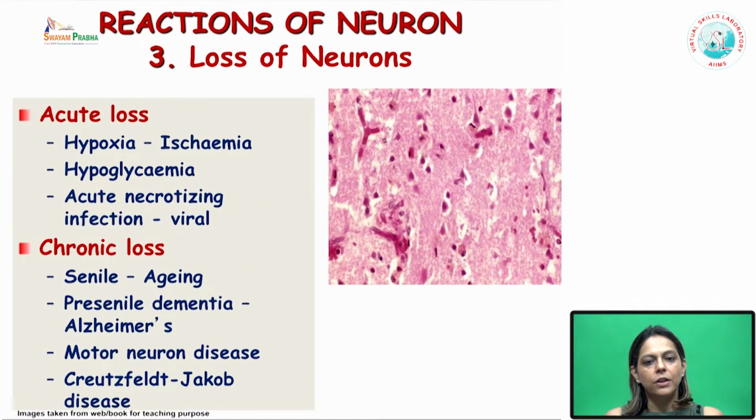Okay. Now, coming on to the third reaction of the neuron, it is the loss of neurons. As I told you, neurons are very, very sensitive to injury, and neurons once lost are lost forever. And there can be acute loss of neurons or chronic loss. Acute loss can occur in a state of hypoxia, hypoglycemia, or any viral infection, and chronic loss can occur as a part of aging, as a part of dementia, or as a part of even a chronic epileptic state, in degenerative disorders of the brain like motor neuron disease or infections like CJD.